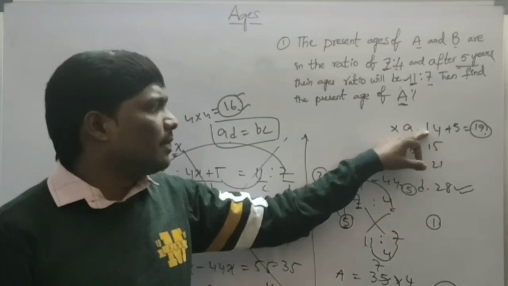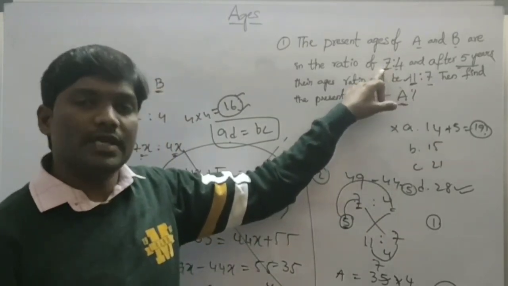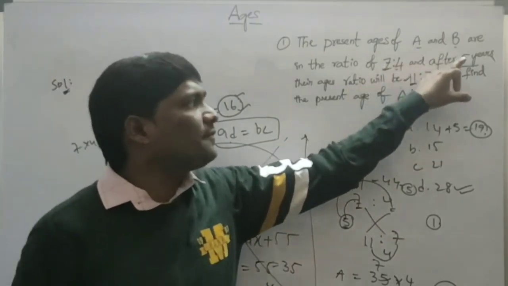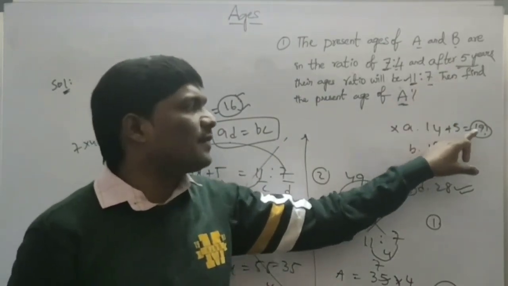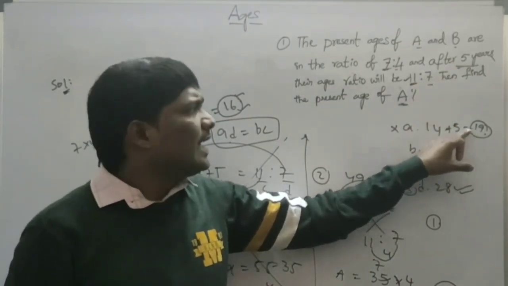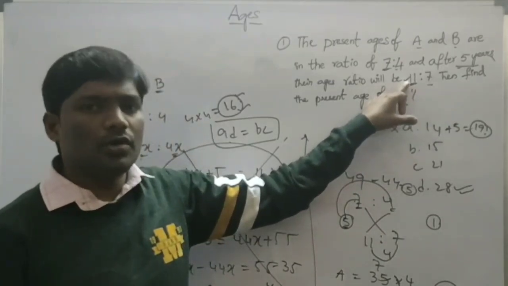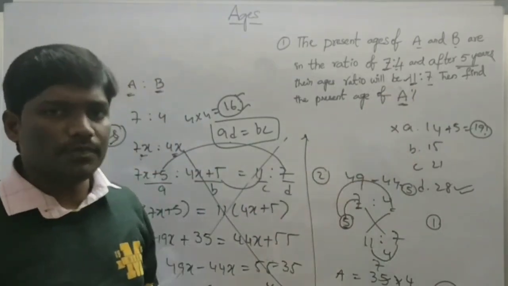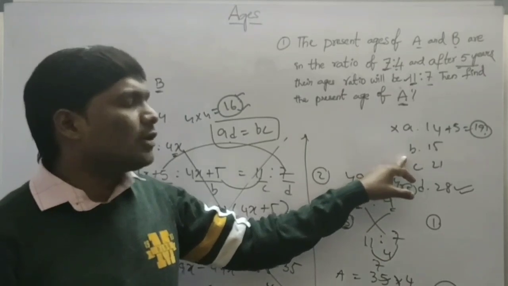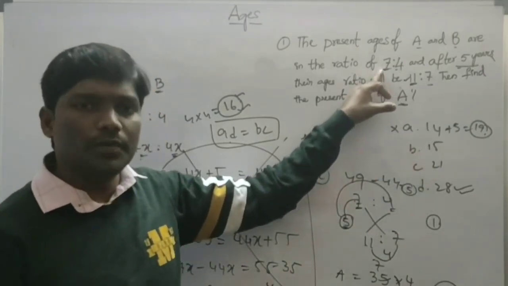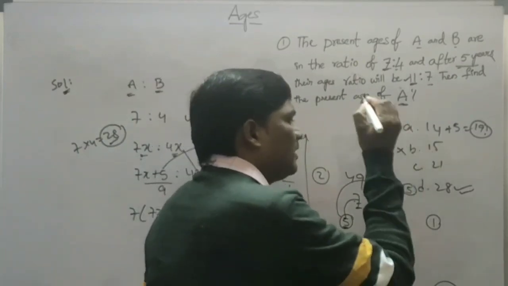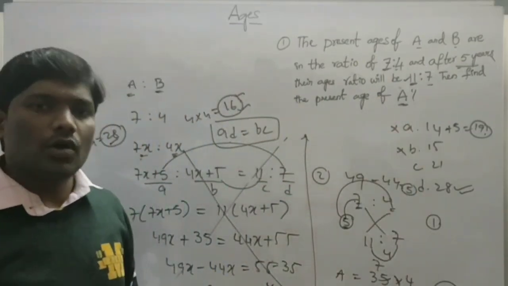After 5 years, after means plus, 14 plus 5, 19. Okay, is 19 a multiple of 11? No. Then the first option is a wrong option. Then go to the second option. Second option is how much? 15. Is 15 a multiple of 7? No. First condition not satisfied. Then option B is the wrong answer.